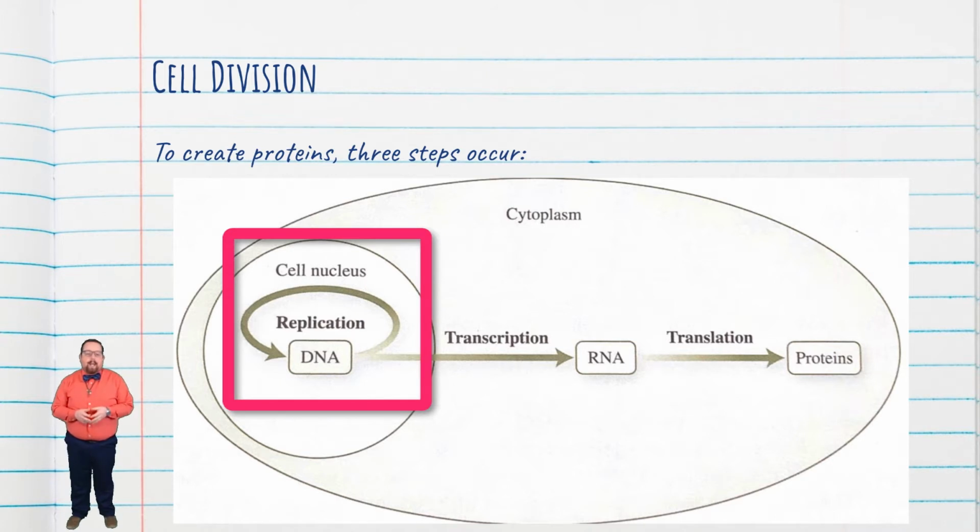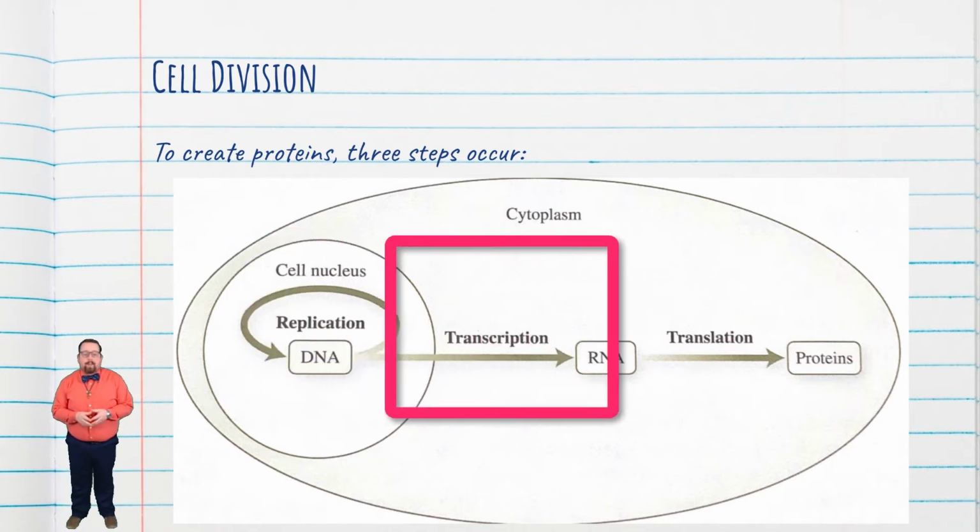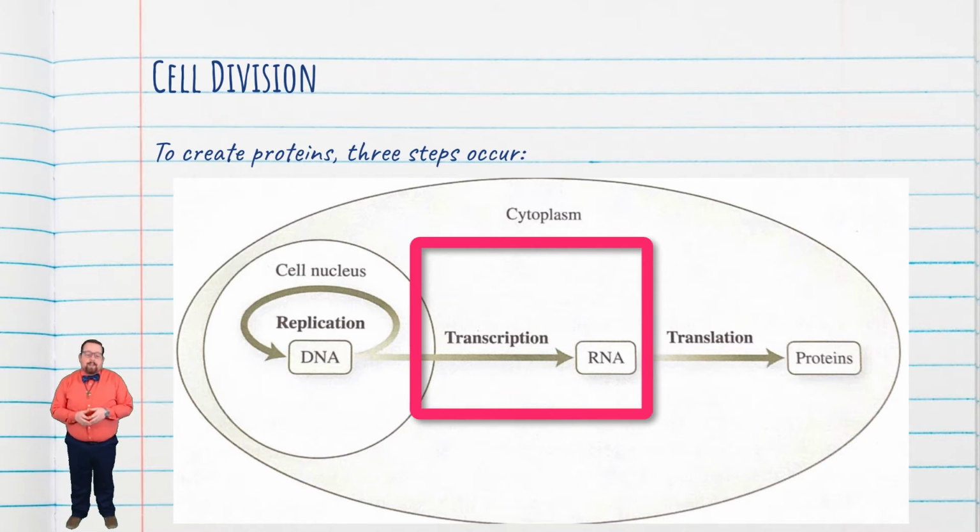DNA replication happens within the nucleus and is the process of copying DNA to make new DNA molecules, which happens during cell division. Transcription also occurs in the nucleus, and it's the process of creating various types of RNA molecules using a DNA molecule as a template. The RNA is then transported out of the nucleus into the cytoplasm.